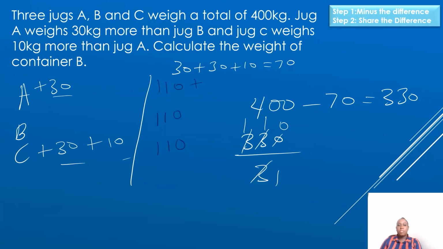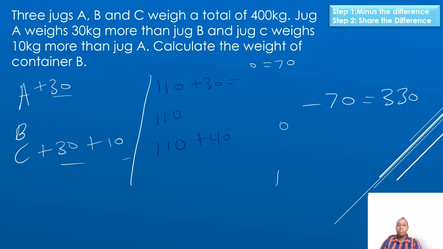Now A was plus 30, okay? B is still 110, and C is plus 40. And after calculating, we'll get the total for each. Let's clear here and do that. So 110 plus 30, A will be 140, B will be 110, and C would be 150. Okay, and that's it for this question.